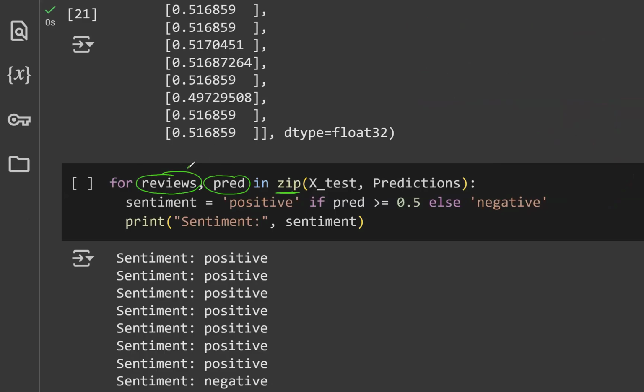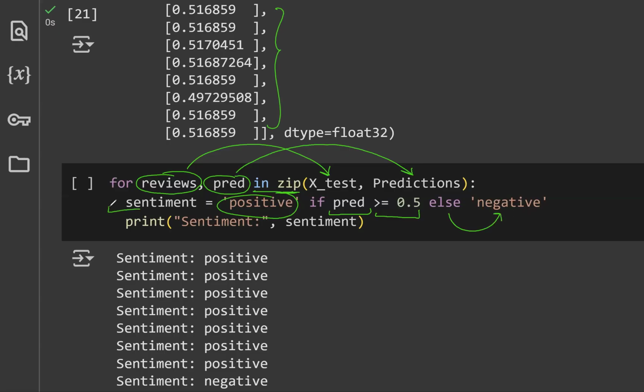Reviews is taking reviews from where? X test. X test is the new input data. And pred is taking the probability, the one we have derived here. And we are defining a condition. If the pred is more than or equal to 0.5, the review is positive. Else, the review is negative.